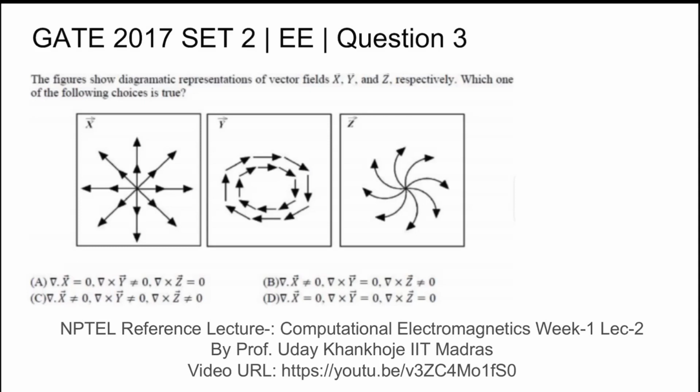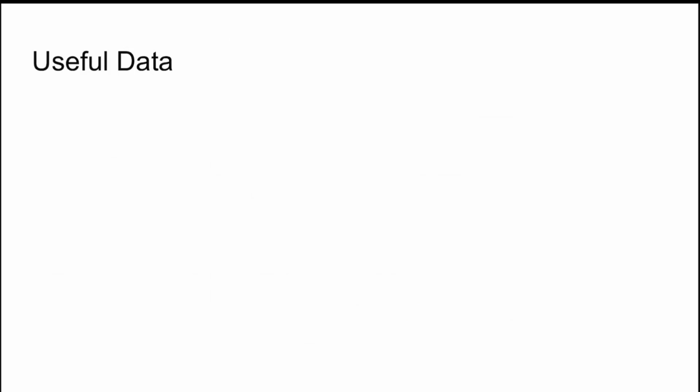There are three vector fields x, y and z given as shown in the figures. So you have to guess which of the following options are correct. They are basically asking whether the divergence and curl of these vector fields are 0 or non-zero. How to identify them intuitively, because these are diagrammatic representations of the vector fields, and you have to intuitively tell about their divergence and curl, just to tell if they are 0 or non-zero. To deal with such problems, first you need to understand the physical significance of divergence and curl.